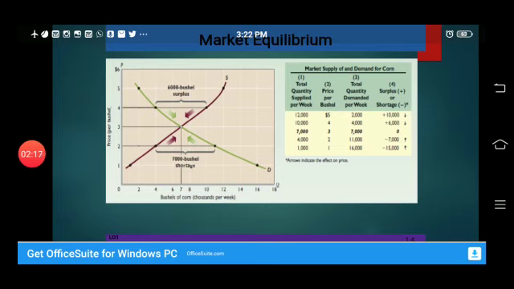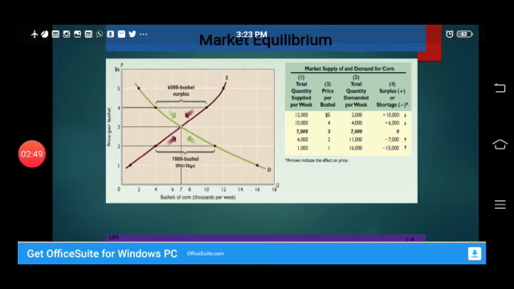We may clearly see that the demand curve and the supply curve intersect at a point. That point is known as the equilibrium point. From that point, we draw a perpendicular on the y-axis and a perpendicular on the x-axis. When we draw the perpendicular on the y-axis, we see the price, which is known as the equilibrium price, and when we draw the perpendicular on the x-axis, we get the equilibrium quantity.